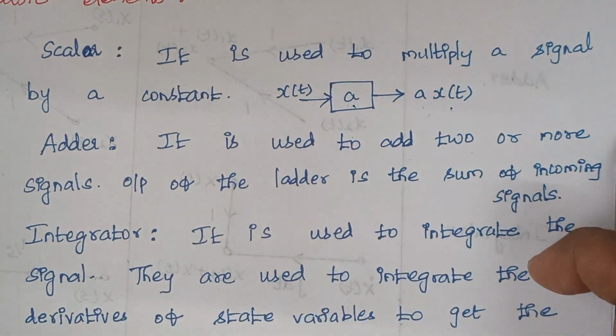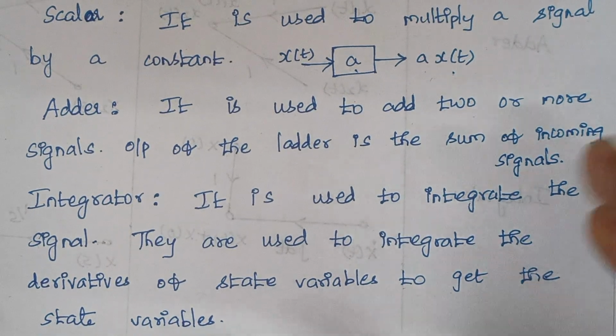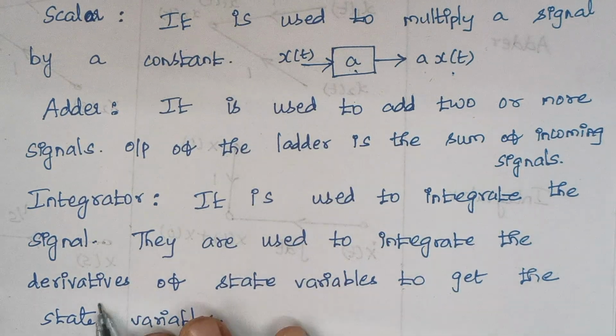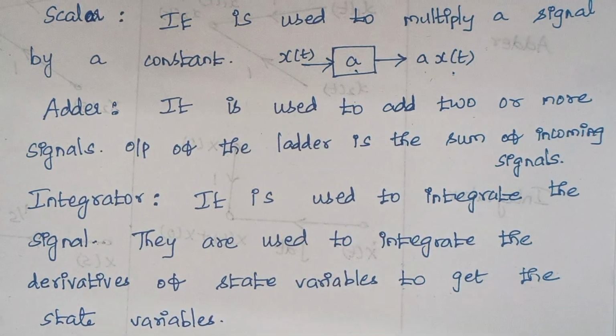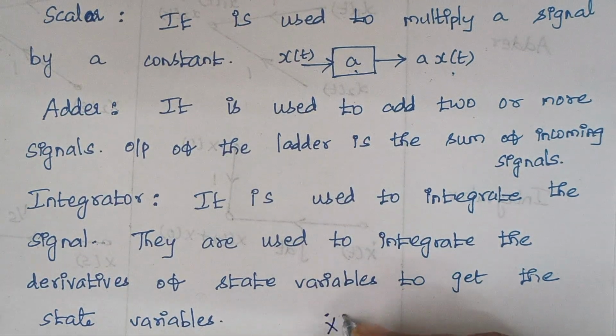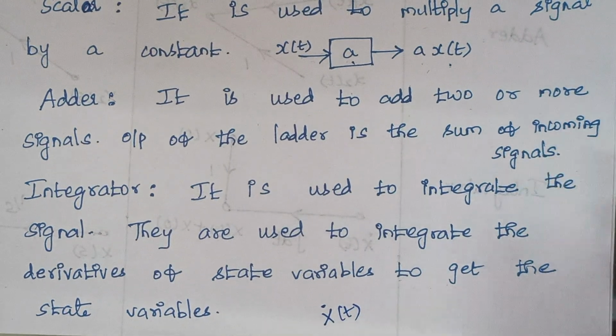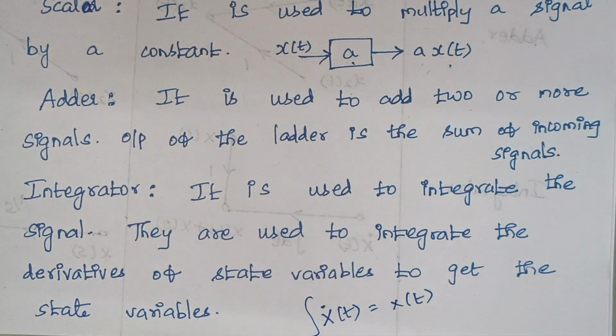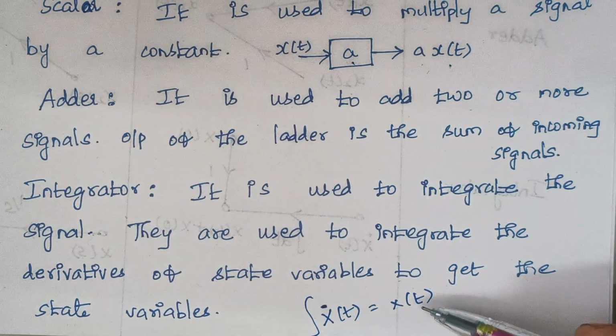And the next one is integrator. It is used to integrate the signal, right? Here you see they are used to integrate the derivatives of state variables to get the state variables. Don't get confused. For example, let the state variable here be x dot of t, right? If you integrate this x dot of t, what happens? You will be getting the answer as x of t, right? Because the dot represents differentiation and here it is integration. So they both cancel each other and finally we will be having the answer as x of t, right?